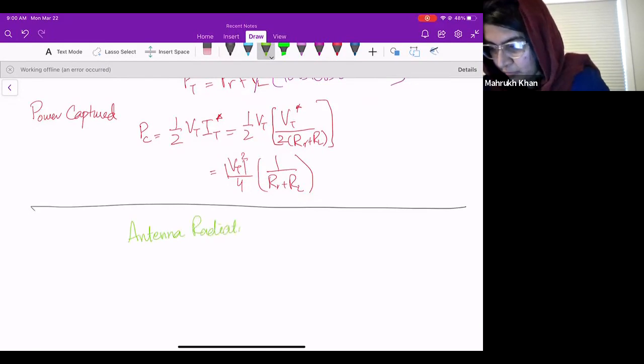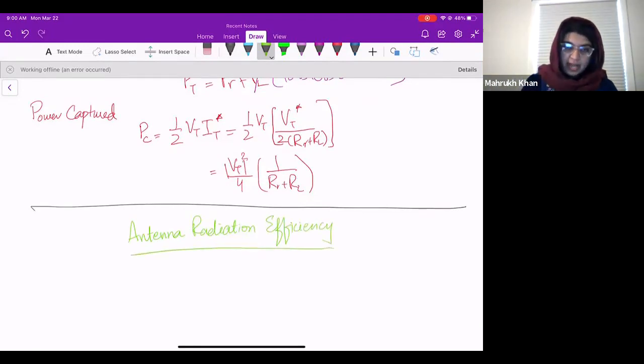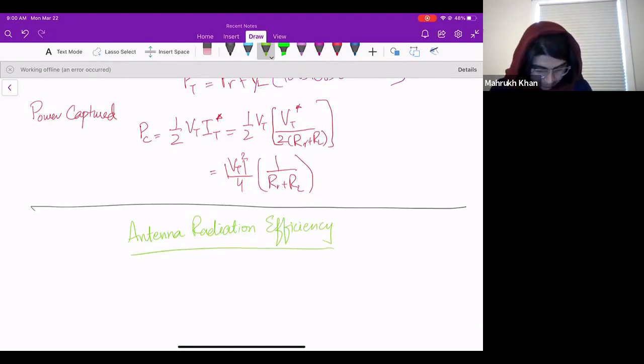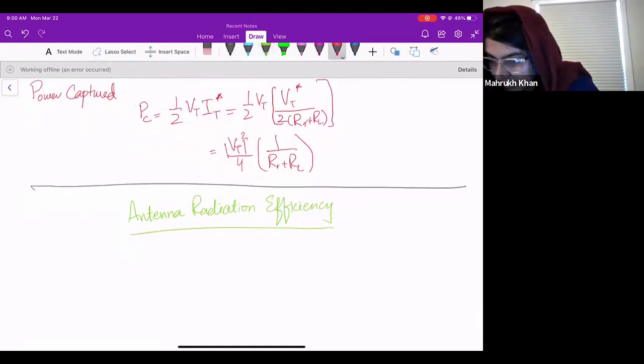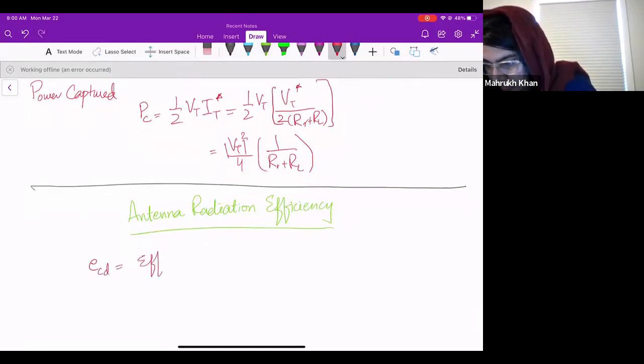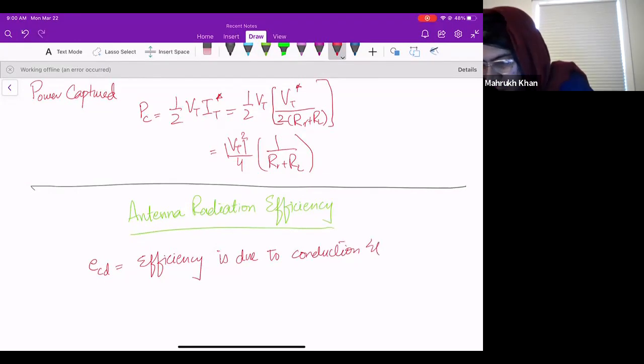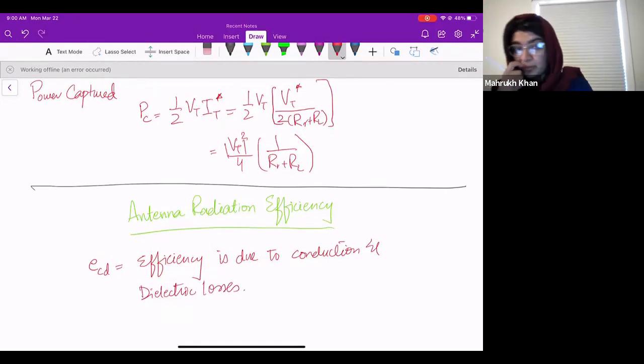I think we have mentioned before that antenna radiation efficiency is actually the efficiency due to conduction and dielectric losses, right? We said that ECD is the efficiency, which is also called radiation efficiency, due to conduction and dielectric losses. But it's hard to measure the conduction and dielectric losses in an antenna.